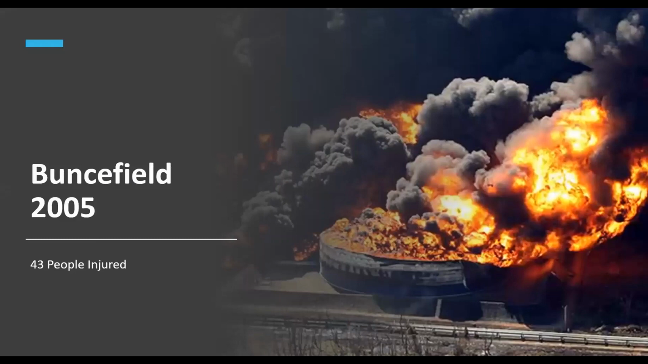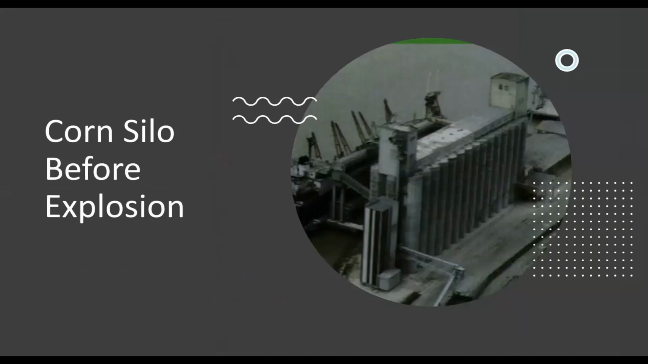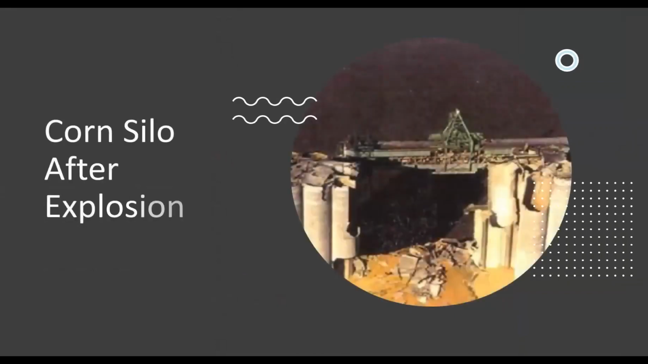Buncefield, 2005. I'd say luckily there were no deaths, but the 43 people that were injured wouldn't class themselves as lucky either. The explosion was that big, it measured 2.4 on the Richter scale. A huge, huge explosion, all down to petrol fumes. And it's not just gases and vapors that can cause explosions. Dusts can be just as explosive. Here's a corn silo before the explosion. And there's the same corn silo after the explosion.